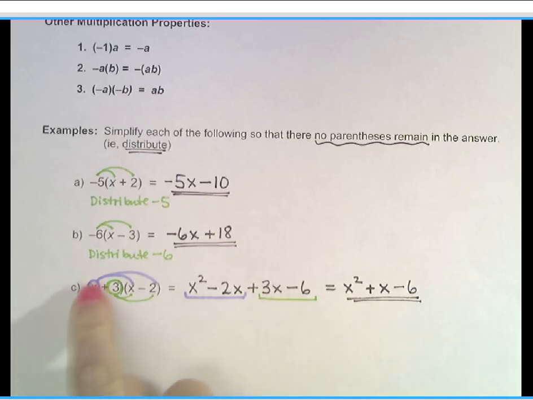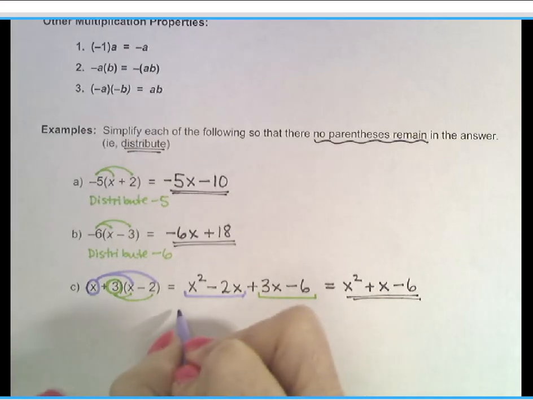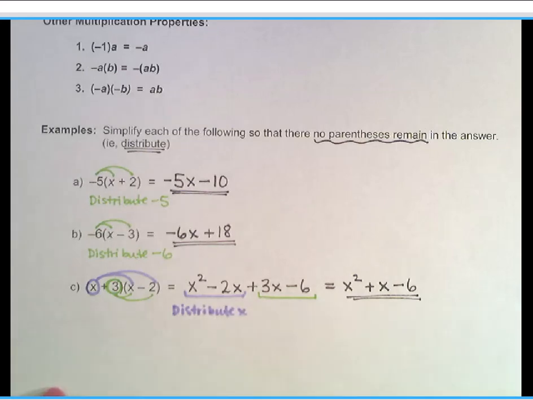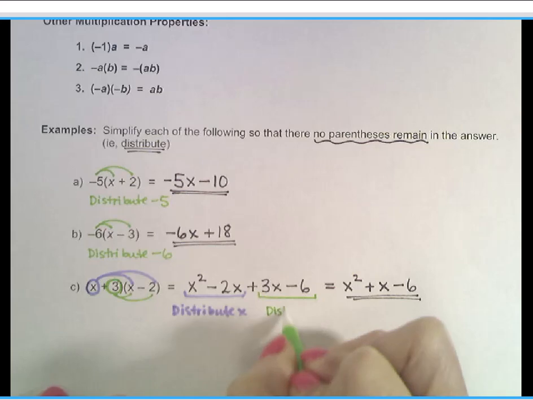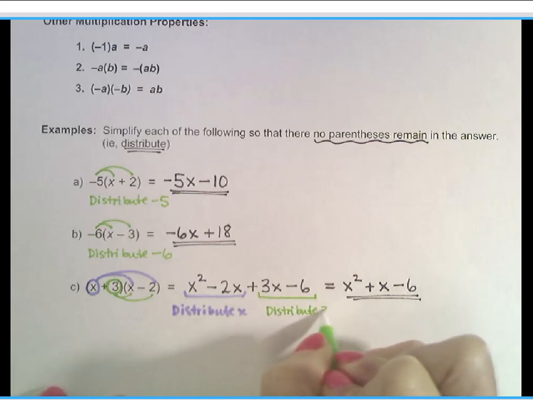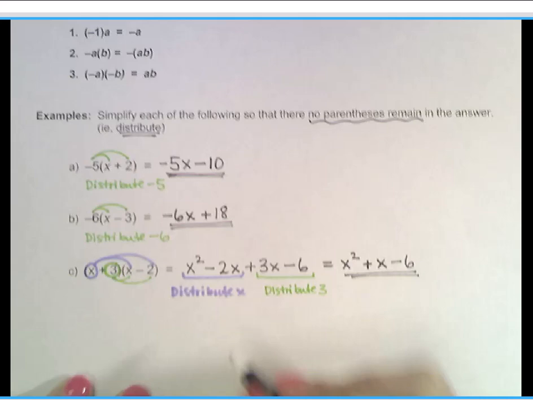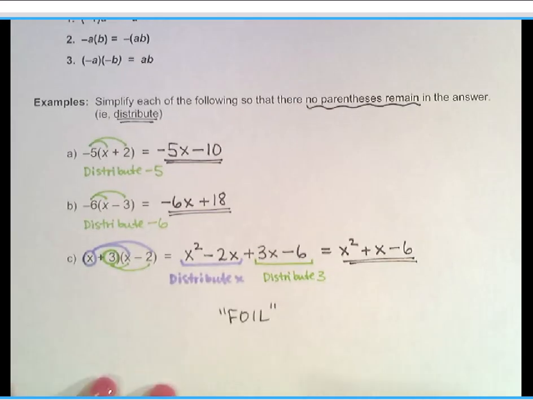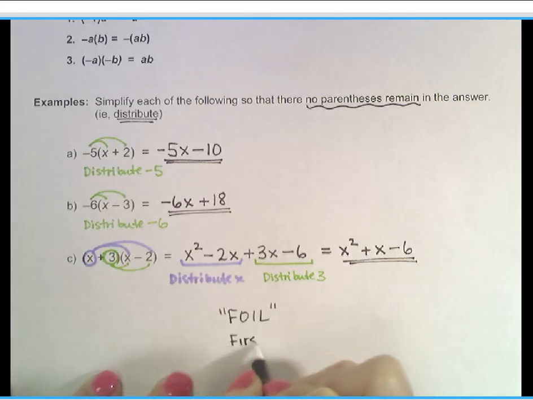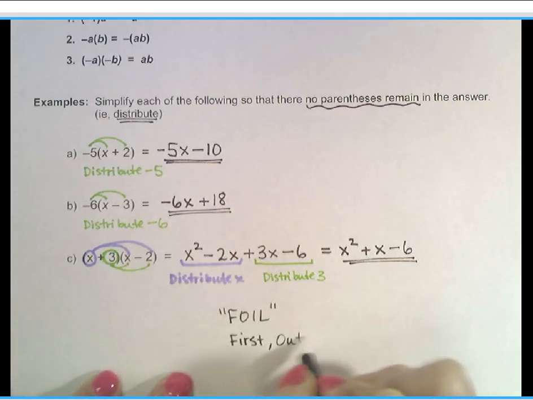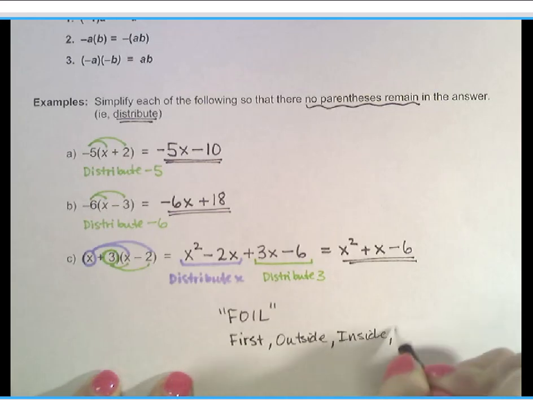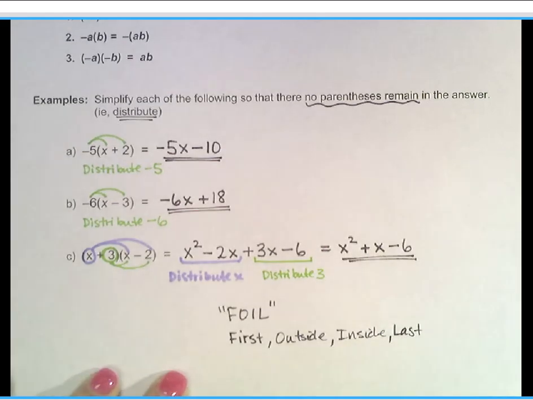But this, where we distributed the x and then we distributed the 3, so I'll say distribute x, that's what we did there, and here was distribute the 3. A lot of you probably learned that as something called FOIL when you multiply, and what that stands for is first, outside, inside, last. And let me explain what the heck that is.